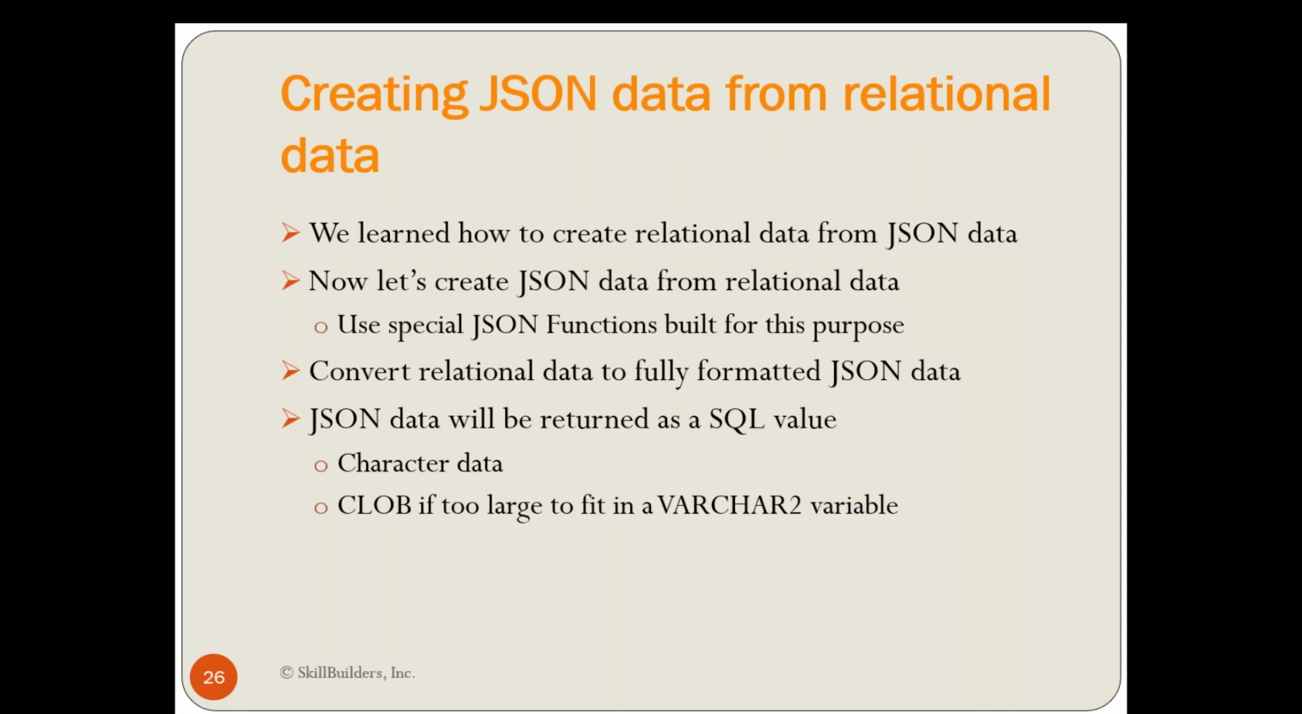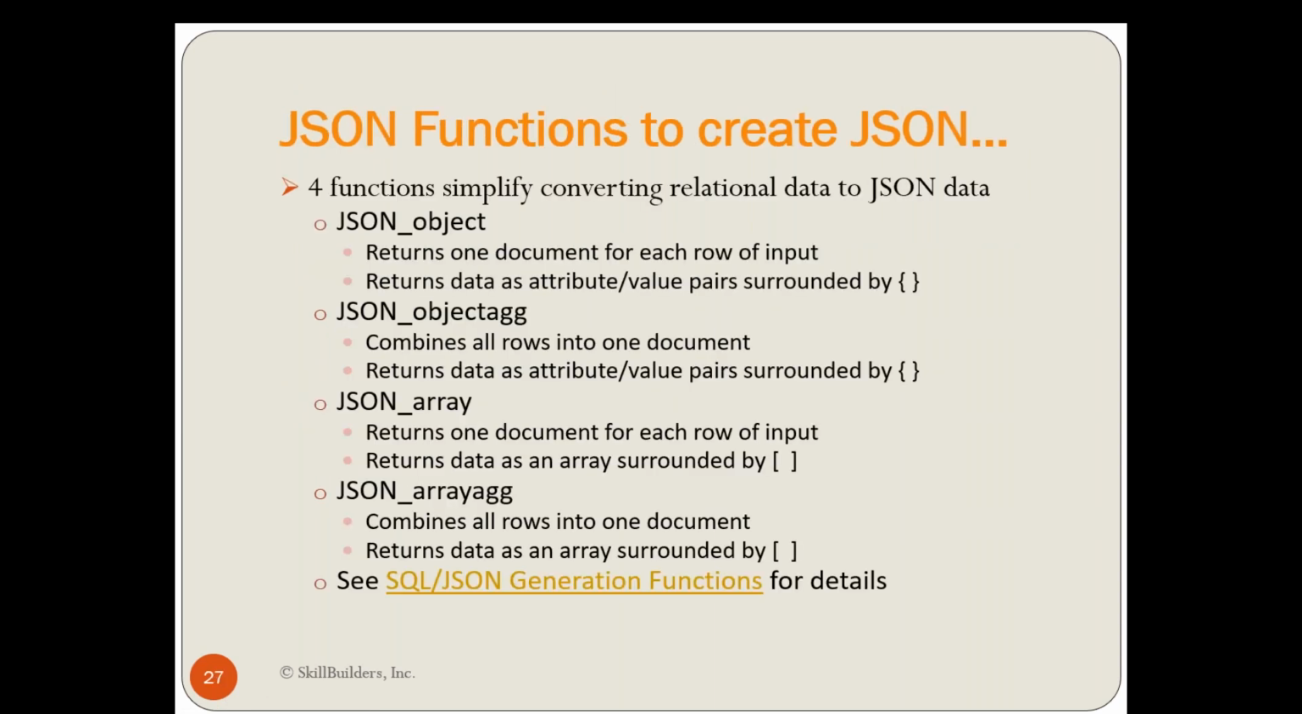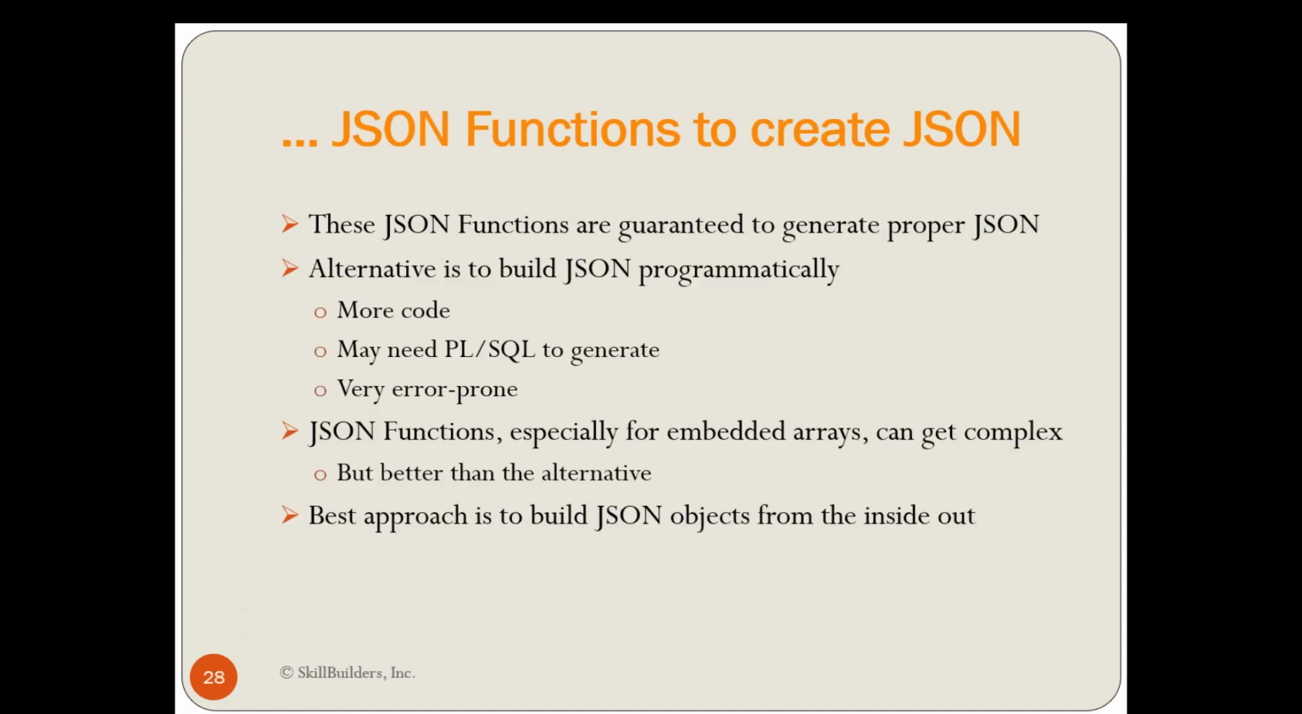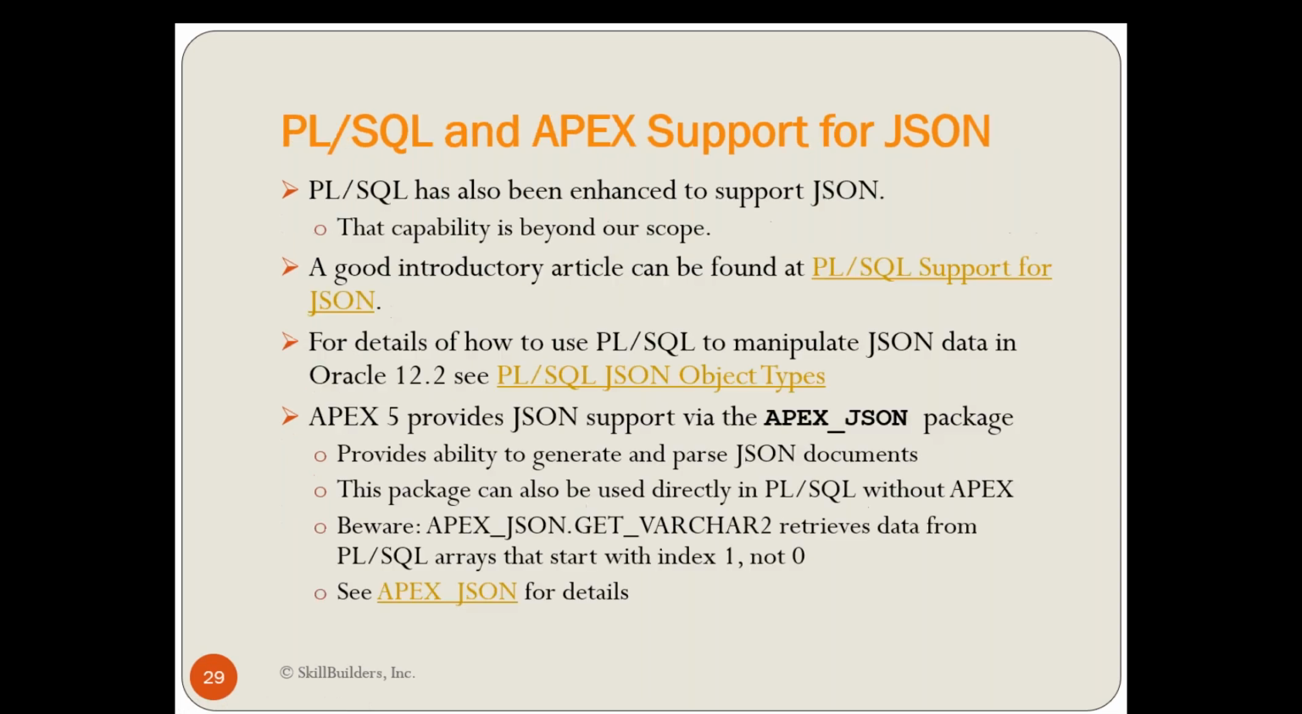I'm not going to spend too much time on that because we're running short on time, but basically Oracle provides 4 functions: JSON object, object aggregate, array, and array aggregate. The neat thing about those 4 functions is they guarantee to generate proper JSON. You can do it yourself programmatically, but you better be careful. You miss one closed curly brace or anything, and you got bad JSON. This guarantees that it's good JSON. So that's the neat part.